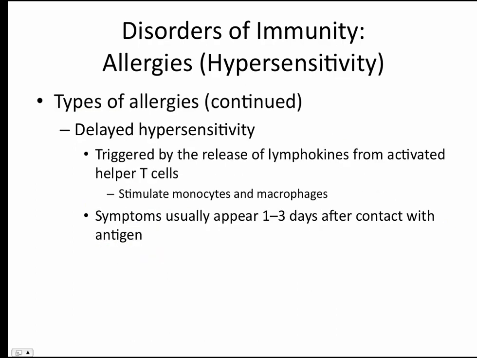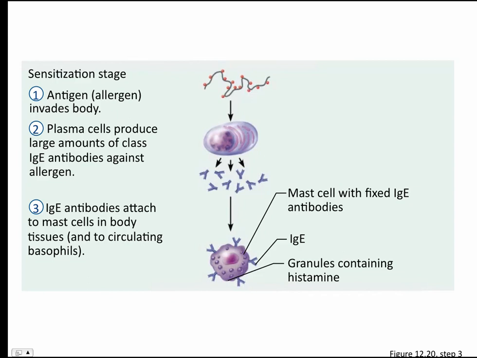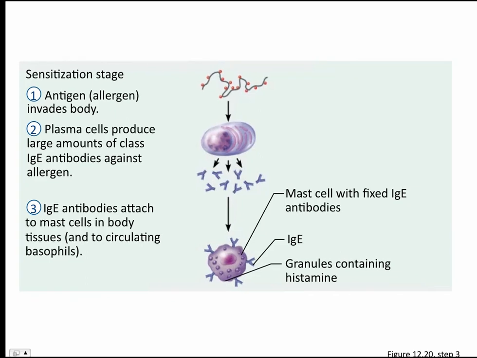We can also have delayed hypersensitivity. This is triggered by lymphokines from activated T helper cells, which also stimulate monocytes and macrophages. These are delayed because the reaction occurs one to three days after you come into contact with that antigen. This is a closer look at how we can have a localized allergic reaction and also anaphylactic shock the second time you're exposed to that same allergen.